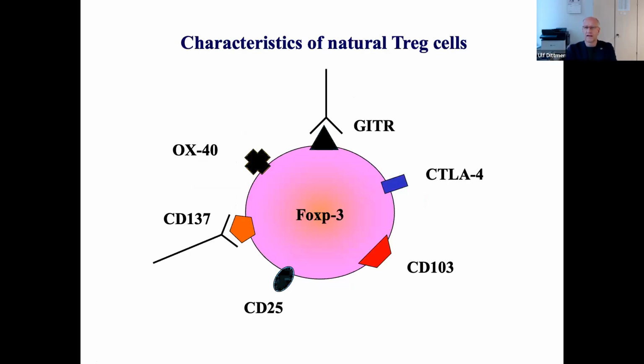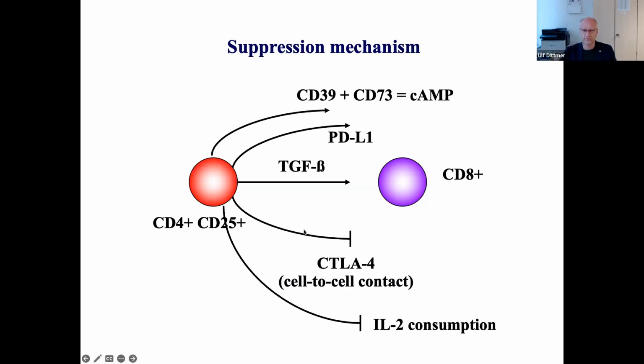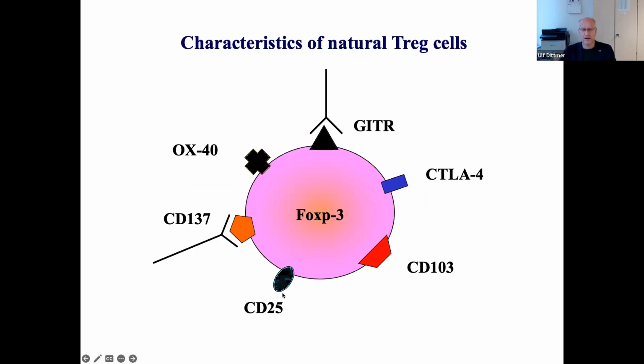So what are their characteristics in terms of markers? I told you they express a lot of CD25. That was their initial way to be characterized. And then they also express a number of other molecules, but not exclusively. So all these other molecules that you see here are also found on some effector cell populations. And they might be highly expressed on Tregs, but it's not a unique marker for Tregs.